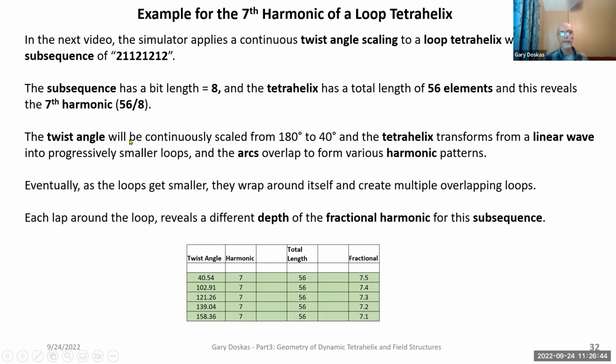And in the video, the twist angle is going to be continuously scaled from 180 to 40 degrees. And the tetrahelix is going to transform from a linear wave into progressively smaller loops. And as the arcs overlap, they form various harmonic patterns. And eventually, as the loops get smaller, they wrap around itself, creating multiple overlapping loops. And each lap around a loop reveals a different depth for a fractional harmonic for this subsequence. And this table just highlights the 5 different fractional harmonics, 7.1 through 7.5. And this first column represents the twist angles where the closed loop gets created.